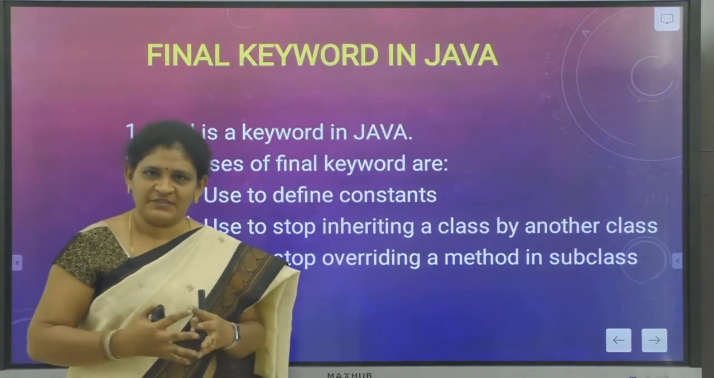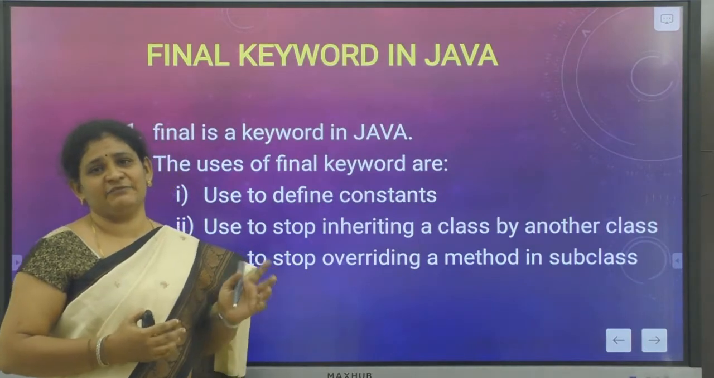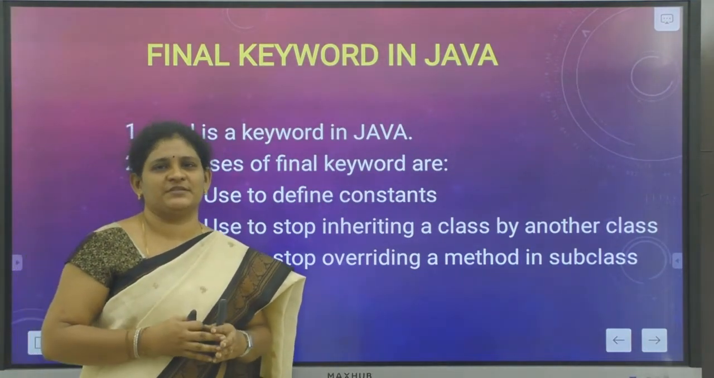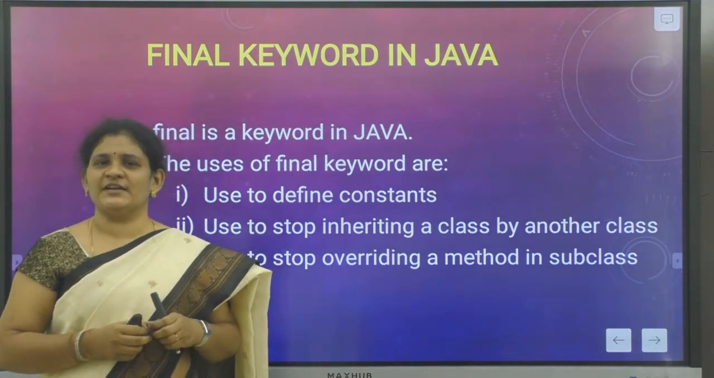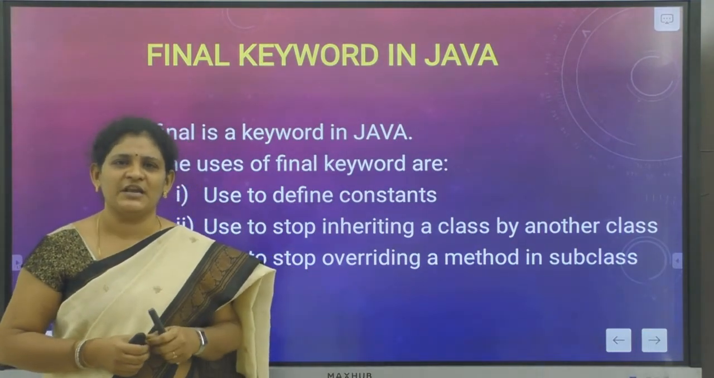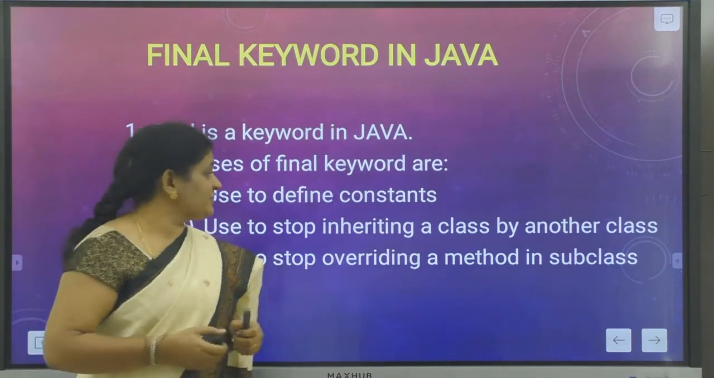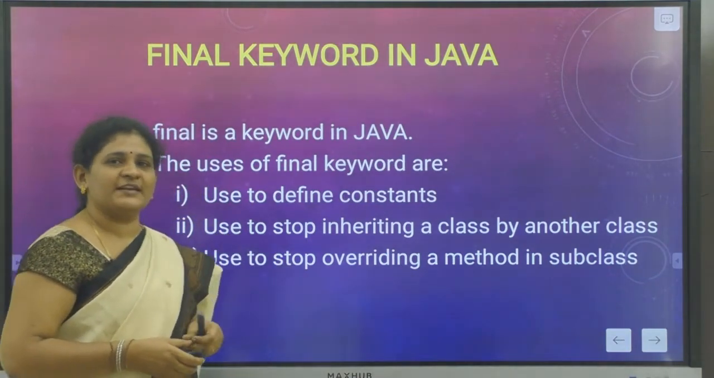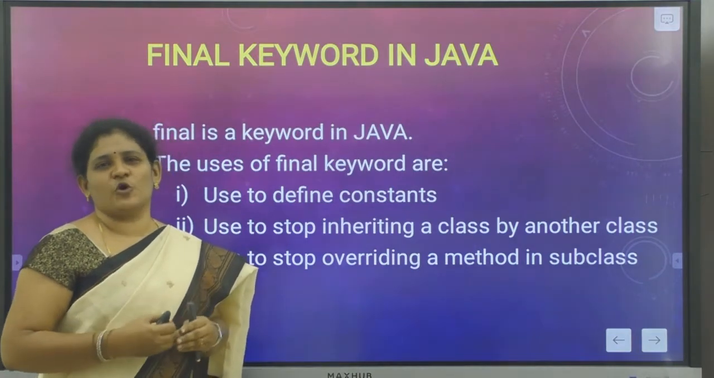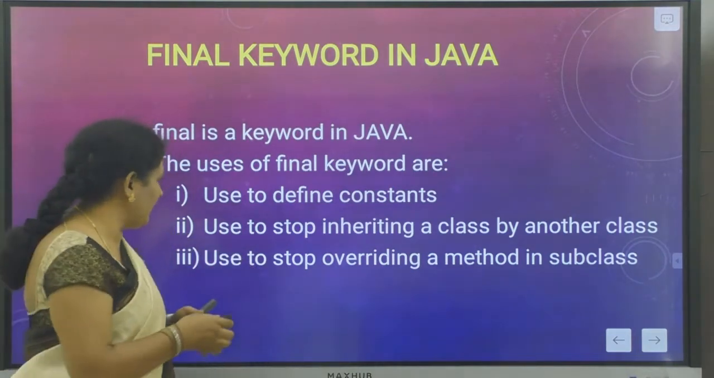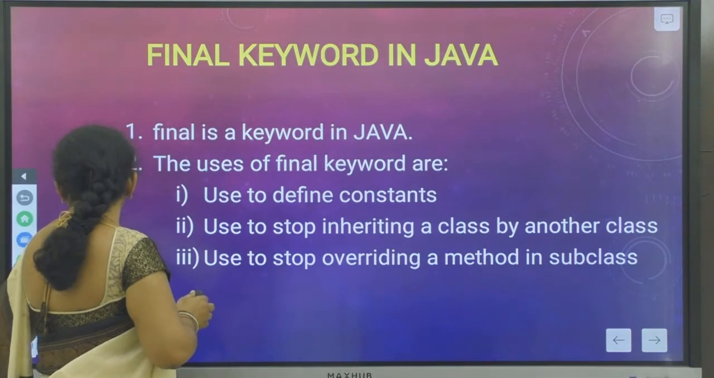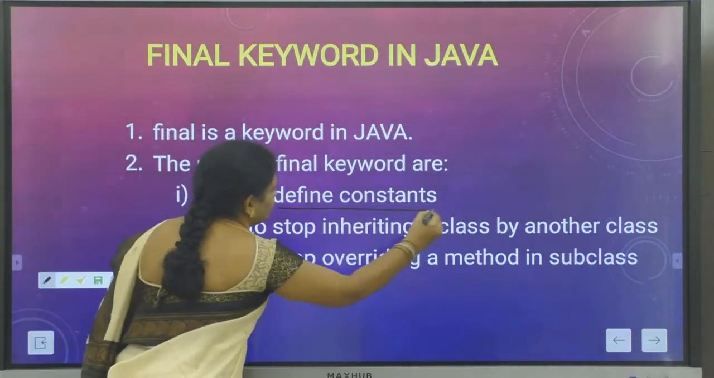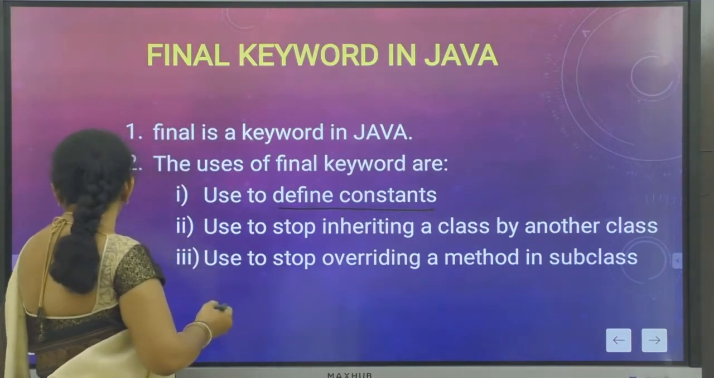For what purpose do we use the final keyword? As I said, final is a keyword in Java. It is mainly used for three purposes. For how many purposes do we use the final keyword? For majorly three purposes. The first usage of the final keyword is to define constants in Java.